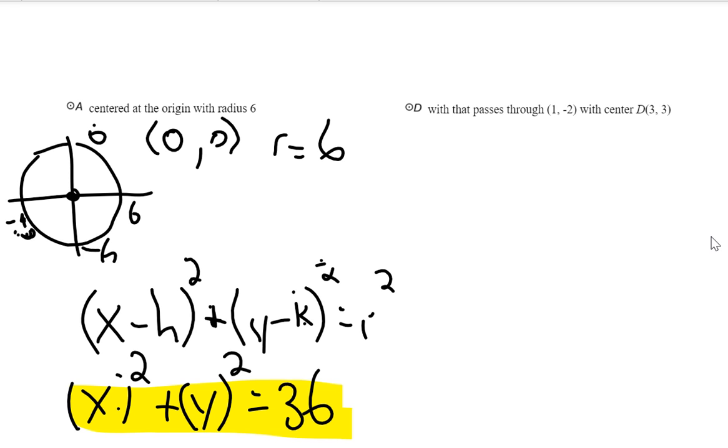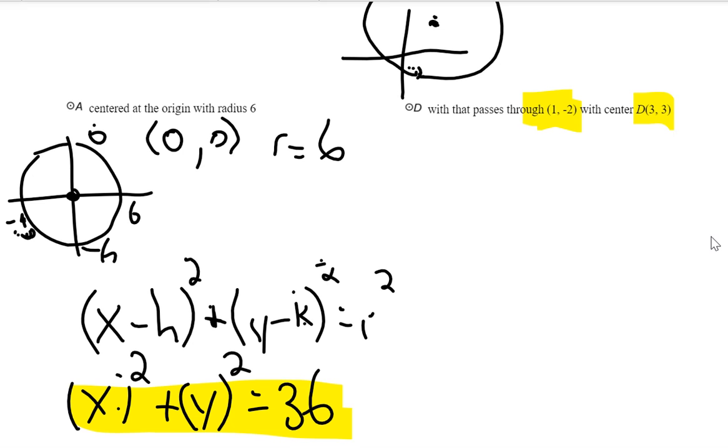If I look at circle D now, it passes through 1, negative 2, and the center is at 3, 3. If we draw a quick little picture up here, our center is at 3, 3. We can put a dot up there. And it passes through 1, negative 2, which is going to be down here somewhere. So we're going to see the circle is going to go off the page a little bit, come back around. It's going to look something like that. But remember, all we need to know is I've got my center point, and then I have a point at which it passes through.